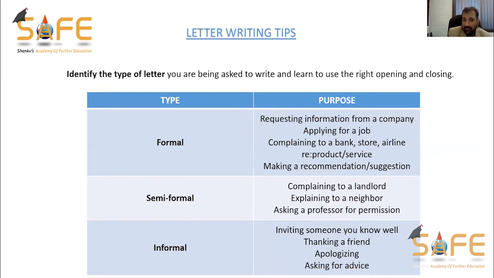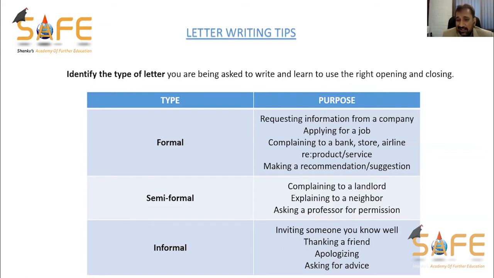For example, if it's a formal letter, the purpose of writing could be requesting information from a job or applying for a job in a company, complaining to a bank, store, airline, or about a product or service, making a recommendation or suggestion. So this is where you have to understand the purpose. Formal letters are usually meant for these kinds of purposes. Basically, when you're writing to organizations, companies, or government offices to seek or provide feedback, recommendations or suggestions, then yes, you are using a formal tone.